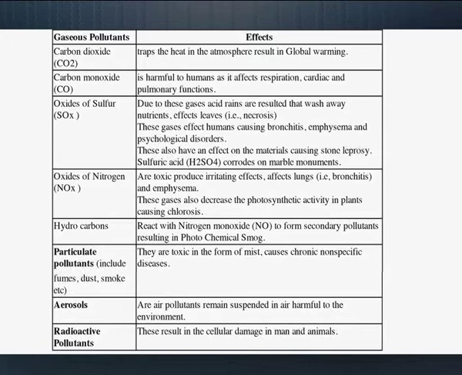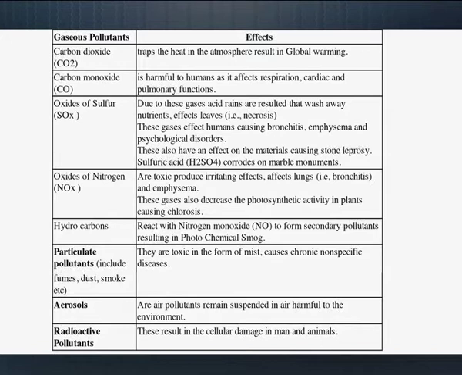These also have an effect on materials, causing stone leprosy. Sulfuric acid, H2SO4, corrodes marble monuments. Oxides of nitrogen, NOx, are toxic, produce irritating effects and affect the lungs, that is bronchitis and emphysema. These gases also decrease the photosynthetic activity in plants, causing chlorosis. Hydrocarbons react with nitrogen monoxide, NO, to form secondary pollutants resulting in photochemical smog.